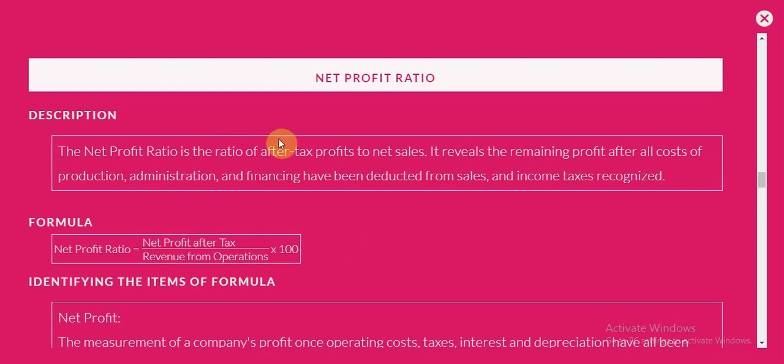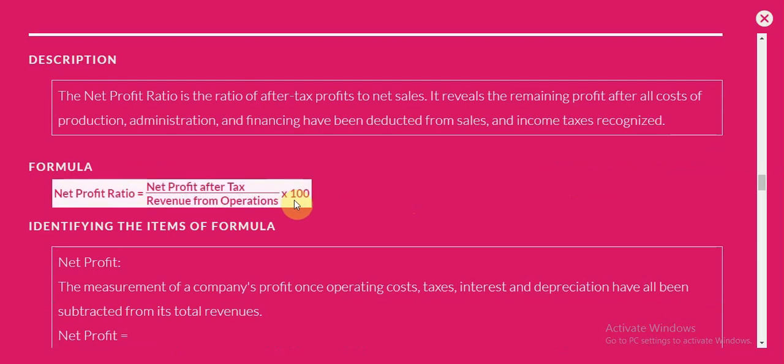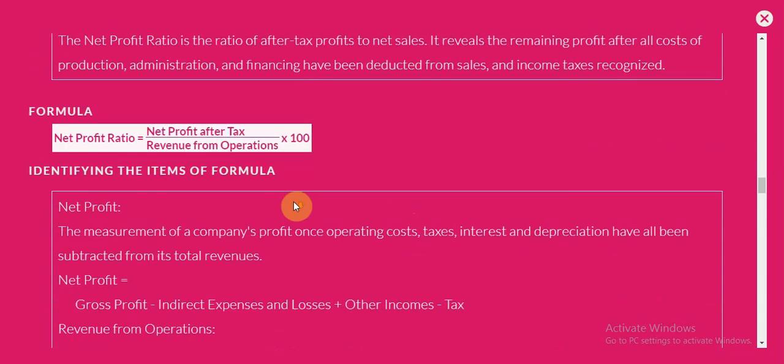So net profit ratio is the ratio of after tax profits to net sales. It reveals the remaining profit after all costs of production, administration and financing have been deducted from sales and income taxes recognized. Income taxes should be reduced to get the net profit. Now what is the formula for net profit ratio? It is net profit after tax divided by revenue from operations into 100.